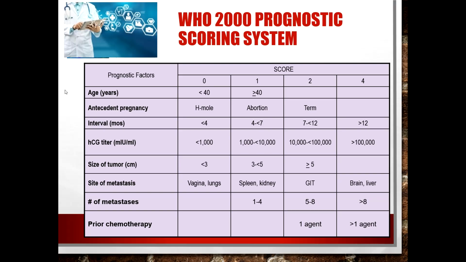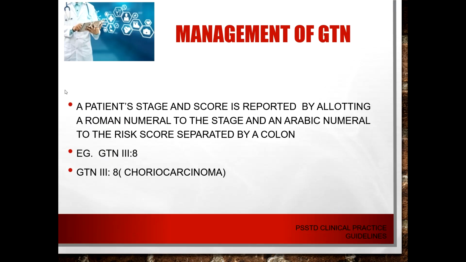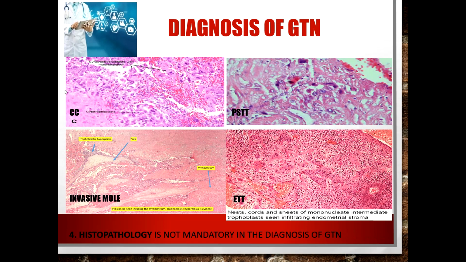Patients with a score of less than 6 can always be treated with single-agent drug, while a score of more than 7 should receive multi-agent chemotherapy. A patient's stage and score is reported by allotting a Roman numeral to the stage and an Arabic numeral to the risk score, separated by a colon, such as this one: GTN stage 3 score of 8. Unlike other cancers, treatment can be started without histopathologic confirmation of the disease, especially in choriocarcinoma and invasive mole.